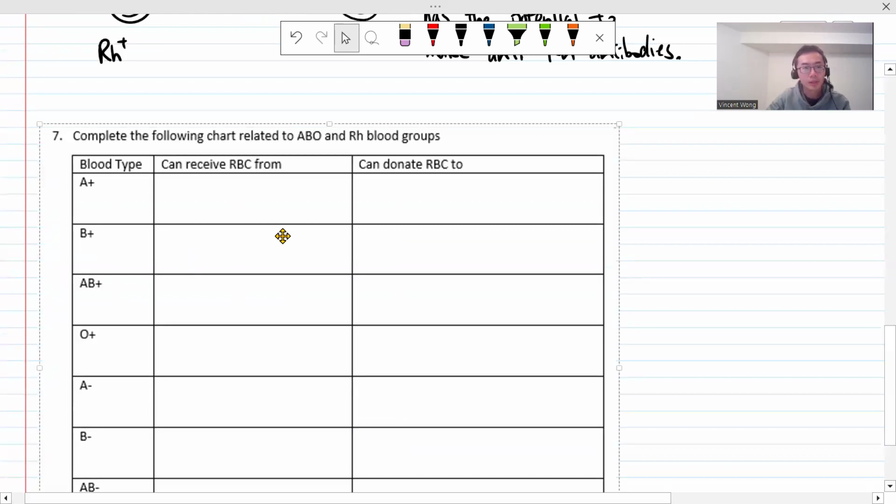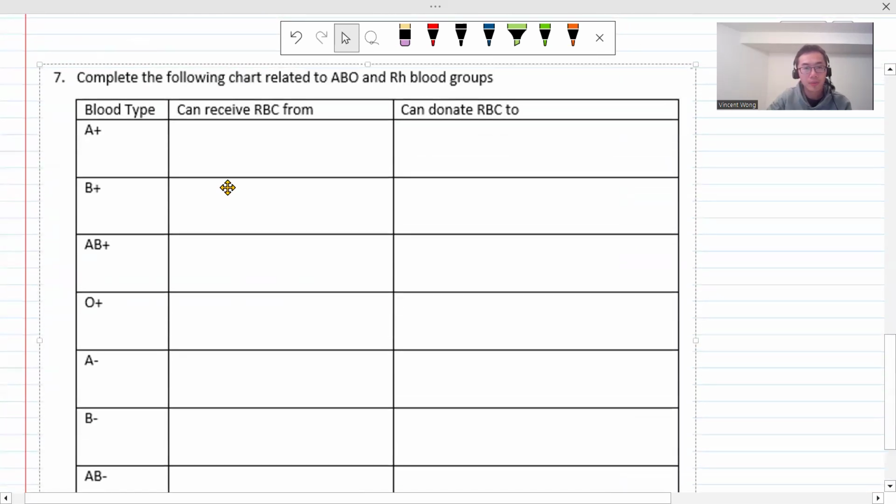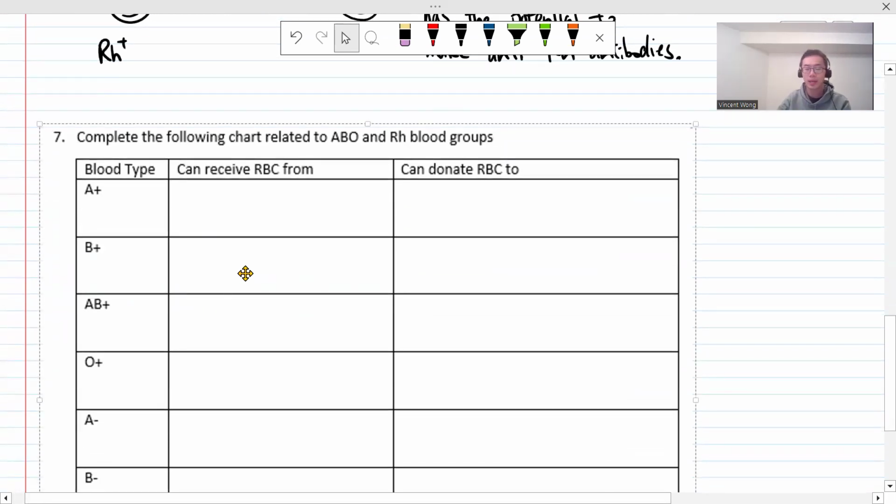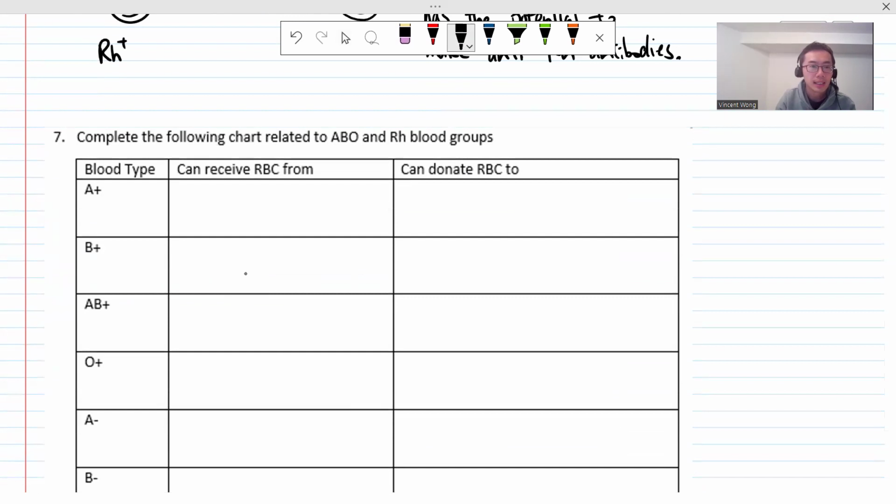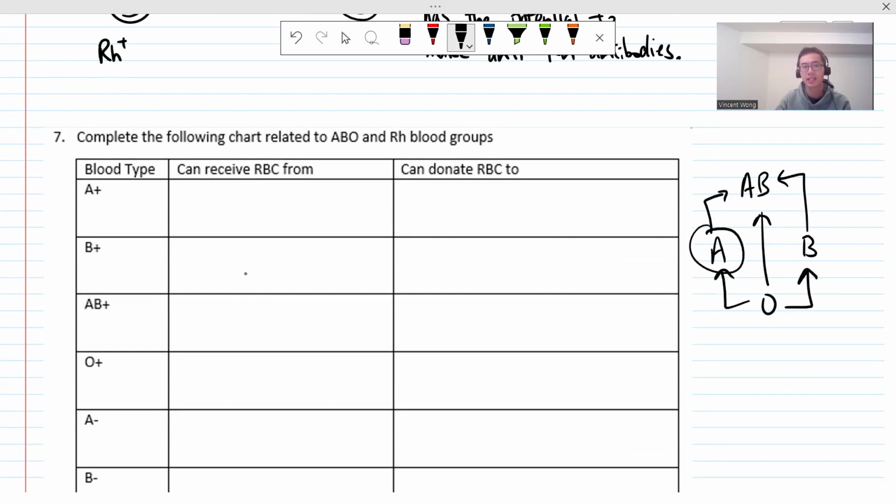So this table is related to who can donate to who and who you can receive from. I'll do a few examples with you. Let's say the person is A positive. Who can A positive receive from? So again, think about the donation chart. Type A can receive from other type A, right? Who else can they receive from? O. Yeah, they can also receive from O.